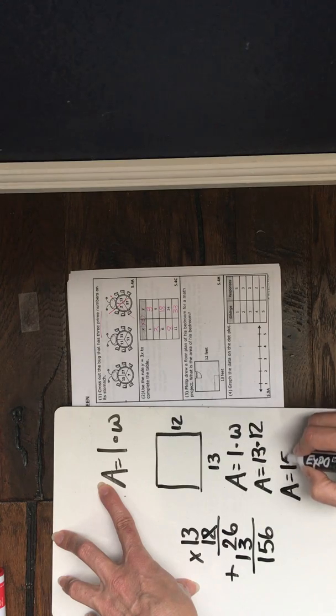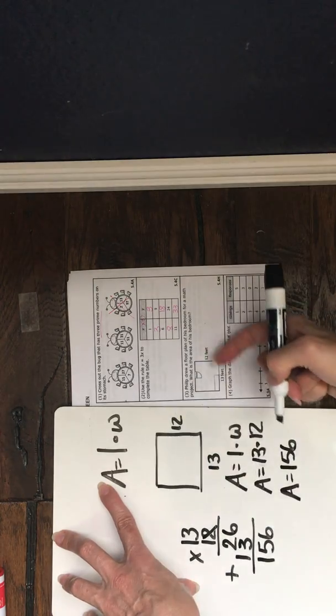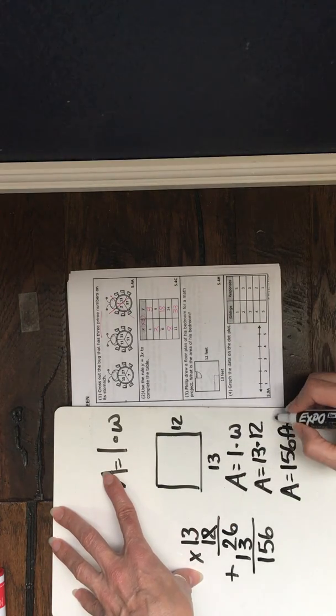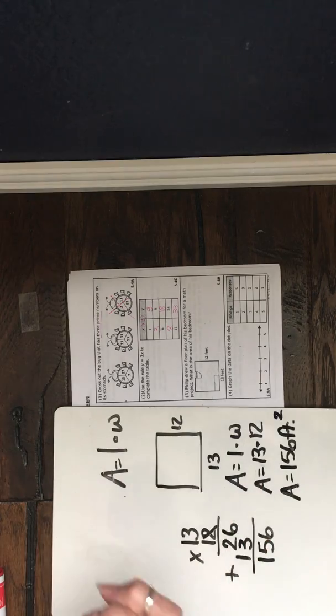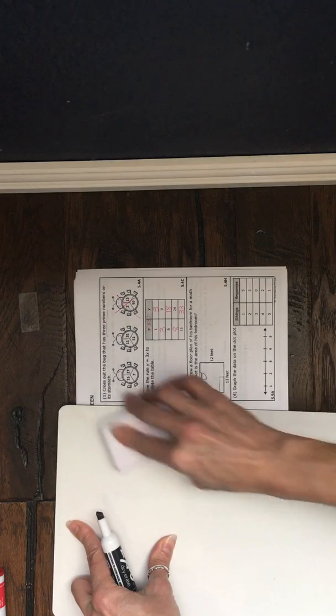So area equals 156. We look to see what our unit of measure is. Y'all, that's really important. They're going to measure in something, and this time it was feet. We did just find area, so that means our answer is going to be squared. Okay? All right, number 4.